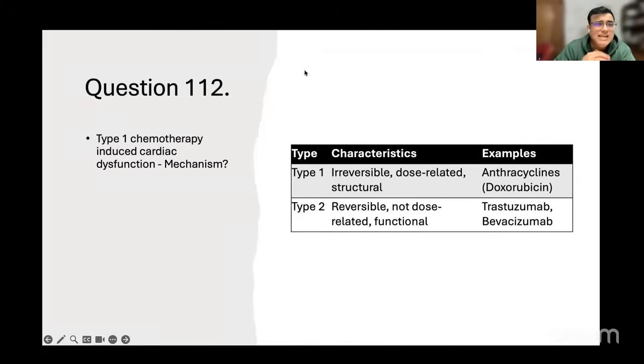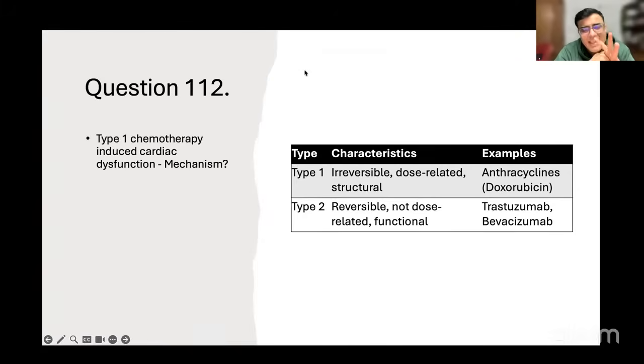One of the questions was type 1 chemotherapy-induced cardiac dysfunction. What is the mechanism? There are two types of chemotherapy-induced cardiac dysfunction. Type 1 is irreversible. Basically, myocardial injury happens, structural damage happens, and that is why it is irreversible. It is usually dose related, and it is seen with drugs like the anthracycline group, like doxorubicin.